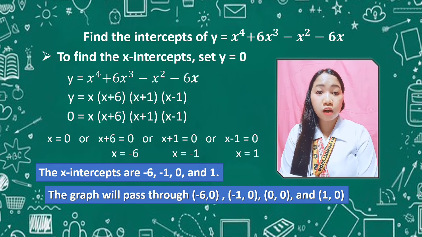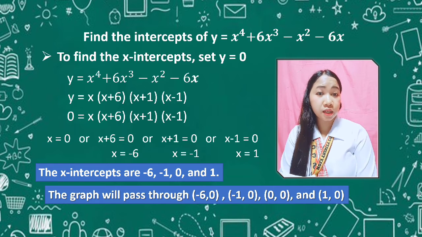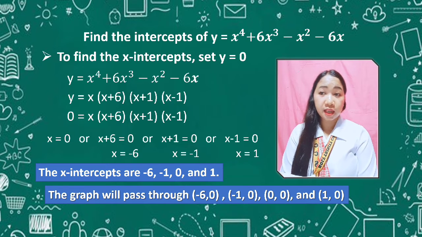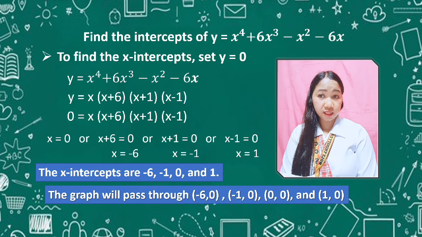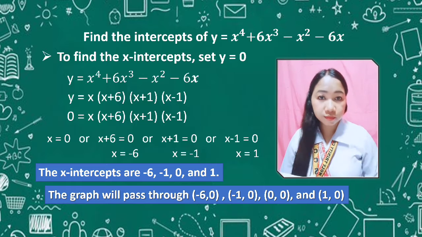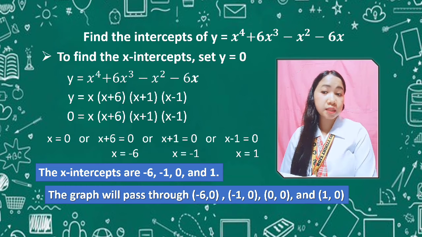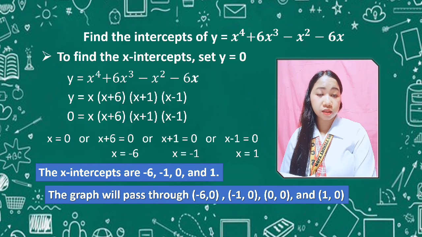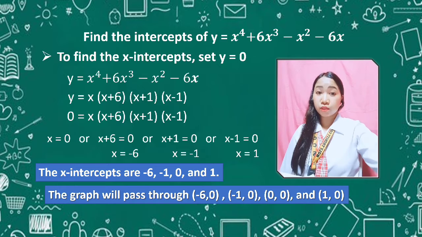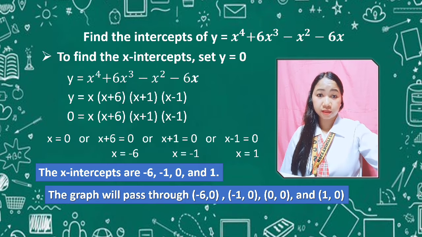The factored form of x raised to 4 plus 6x cubed minus x squared minus 6x is x times x plus 6 times x plus 1 times x minus 1. Then, let's change y to 0. We have 0 equals x times x plus 6 times x plus 1 times x minus 1. So now, using the zero factor property, let us equate each factor to 0 to determine x.